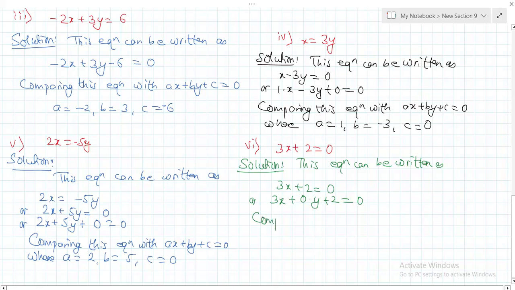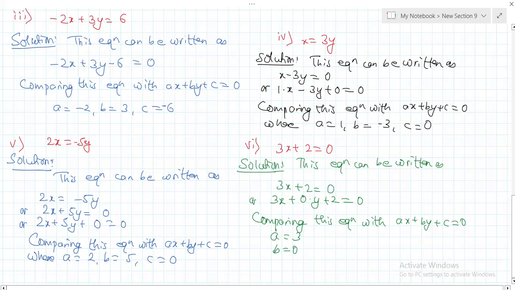Now compare this equation with ax plus by plus c is equal to 0. From here we can write x, here also x. So in the place of a, what is here? 3. So a is equal to 3. Similarly here also by, here also by. So in the place of b, what is here? 0. So b is equal to 0.